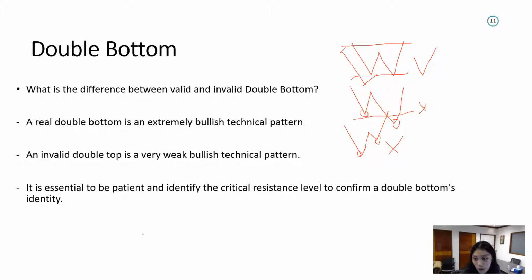So it is also essential to be patient and identify the critical resistance level, which I mentioned earlier. The critical resistance level would be around this area to confirm a double bottom's identity. So always look out for an extremely bullish pattern for a double bottom to ensure that you're going into your trade at the right time.